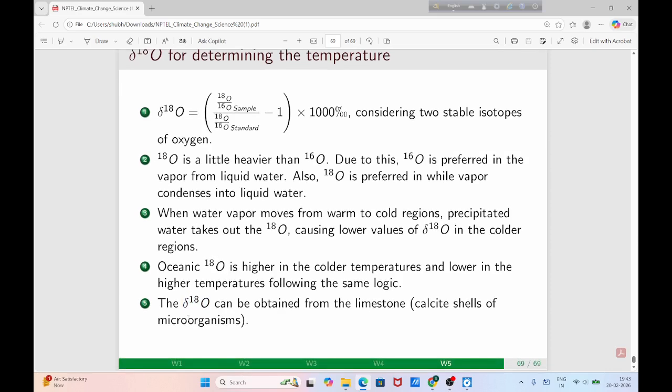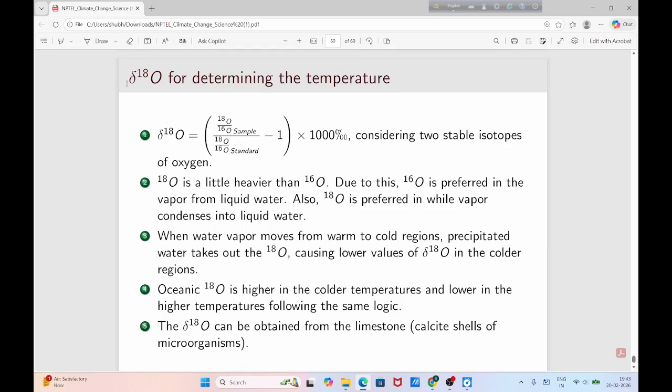Once we get delta 18O, we will get an idea of the temperature. If we get delta 18O once, we will be able to get the temperature at that particular point and that particular region. That's how we get the value for delta 18O as well as the estimation of the temperature of that region. So if the temperature is low, it will also tell that the delta 18O is less. If the temperature is high, it will also denote higher values of the delta 18O.